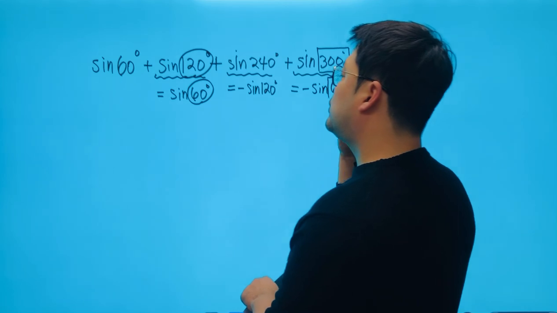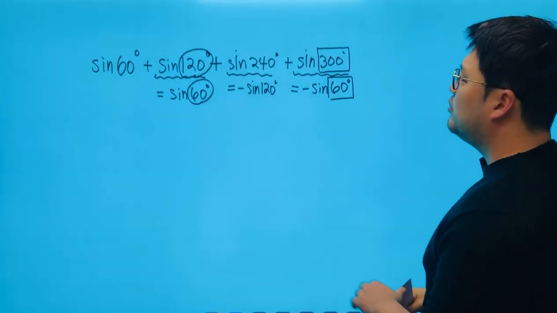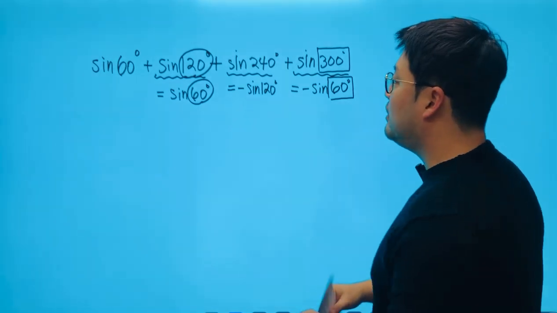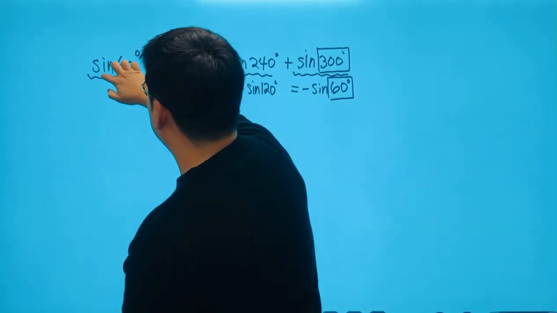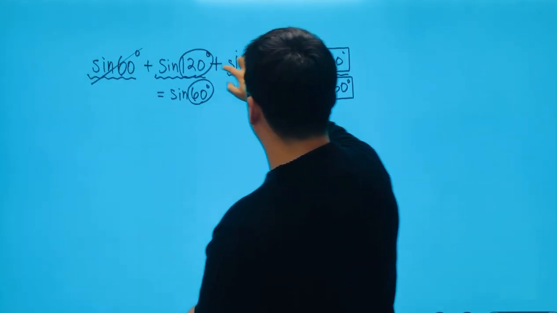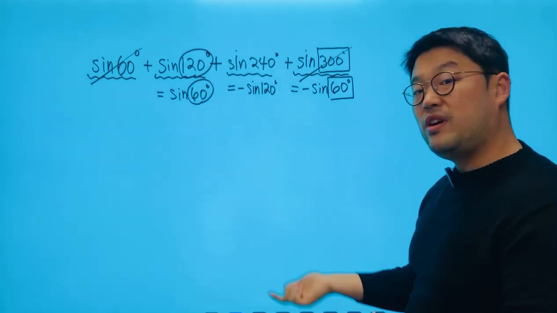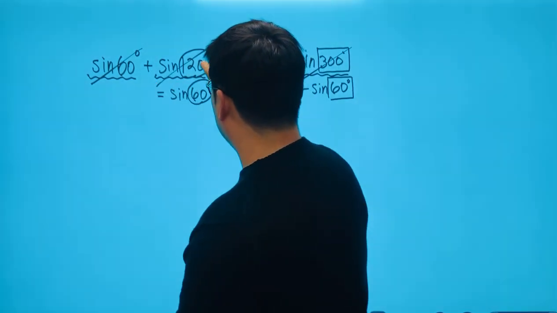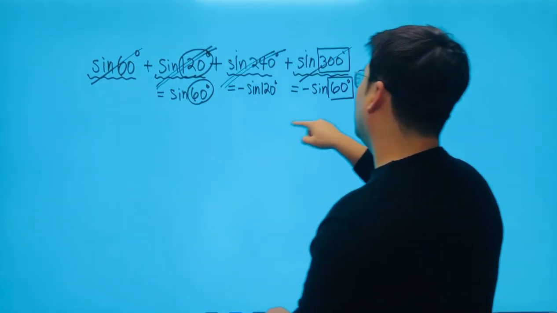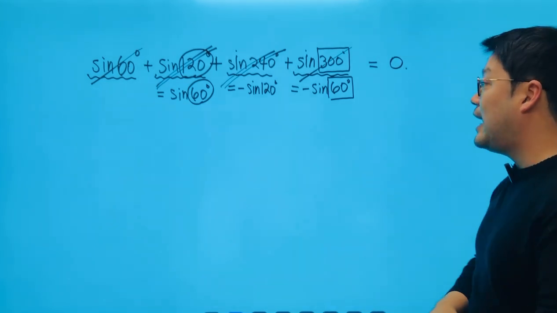All right, so I was trying to compute the value of sine 60, but as you've noticed, we don't really have to compute any of these, right? Because sine 60 and sine 300 simply cancel with one another. And you can check that sine 120 and sine 240 also cancel with one another. So the answer that we wanted was 0. And that shall be the answer.